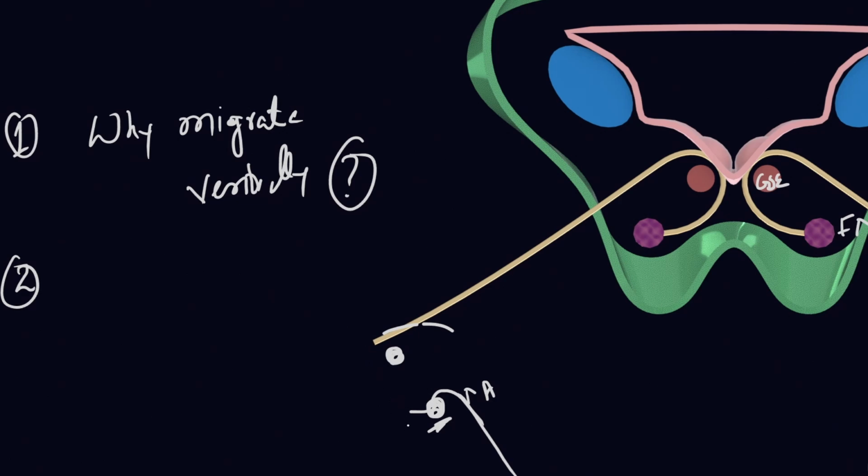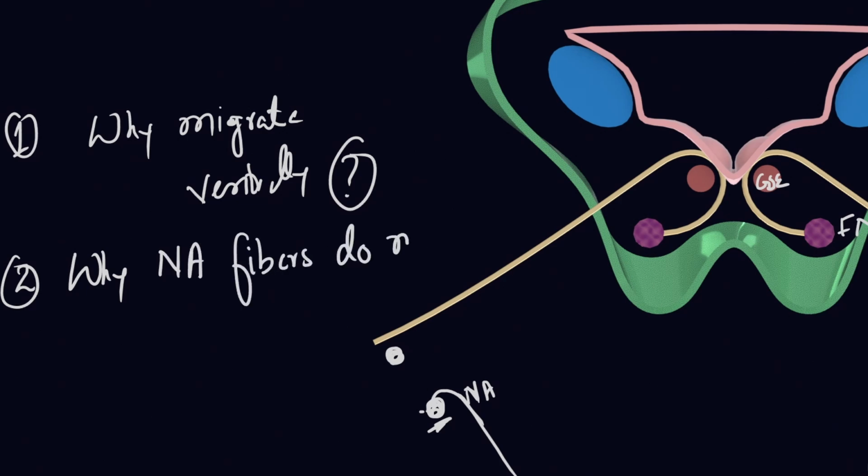So why is this the situation? Why does the facial nerve nucleus form an intimate relationship with the sixth nerve, while the nucleus ambiguus does not? The nucleus ambiguus is innocent, isn't it? It is not doing anything like that. So why do nucleus ambiguus fibers not loop? These two questions we must answer. These are the follow-up questions after we answer the basic question.